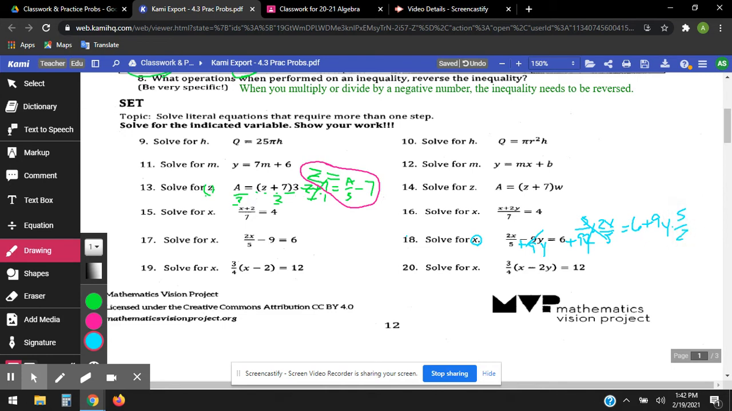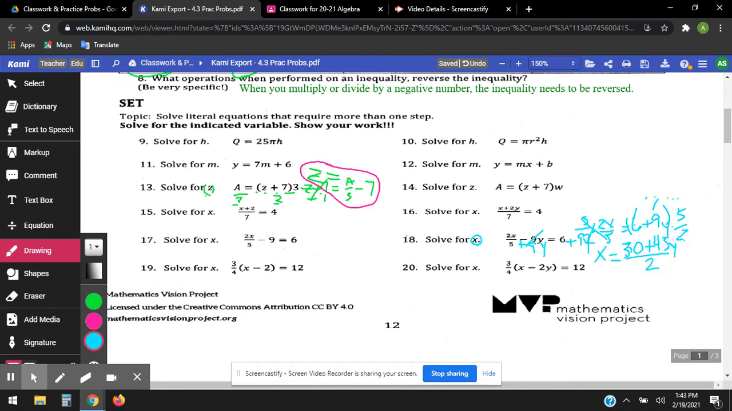So I can actually put this together, and I'm going to do x equals. I'm going to take this and distribute this time because I might end up with even numbers. Let's see what happens. So 5 times 6 is 30, plus 5 times 9y is 45y, all over 2.